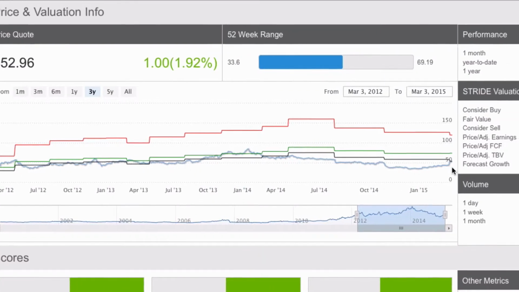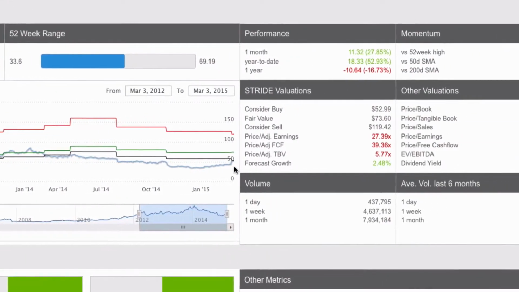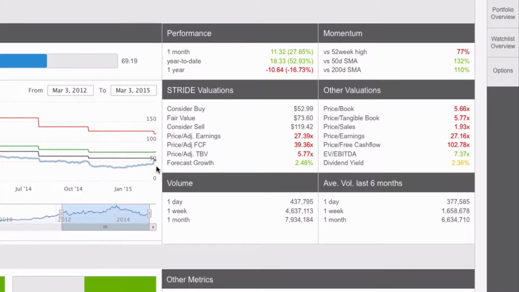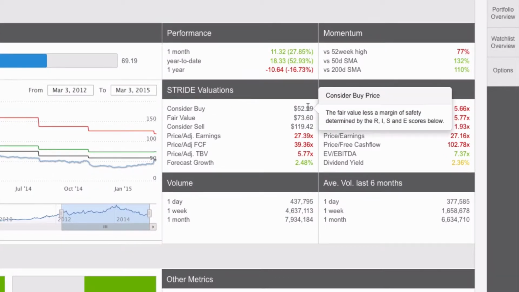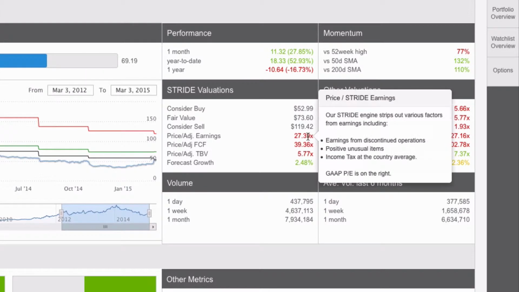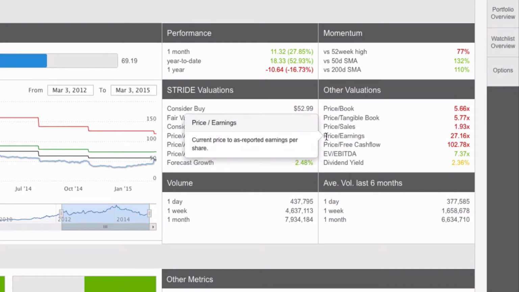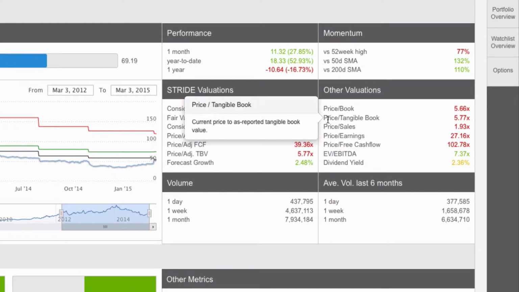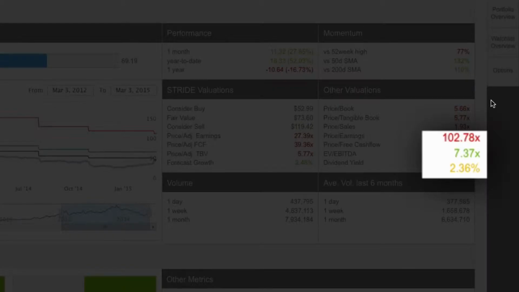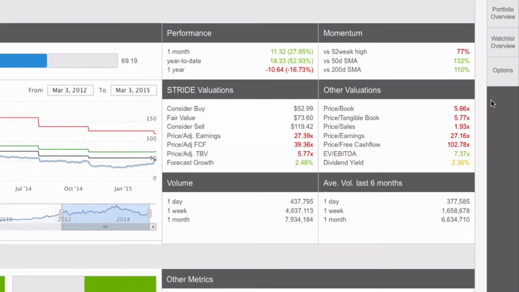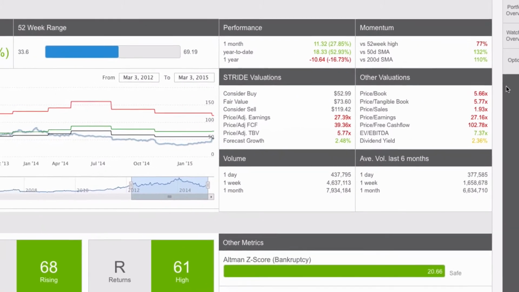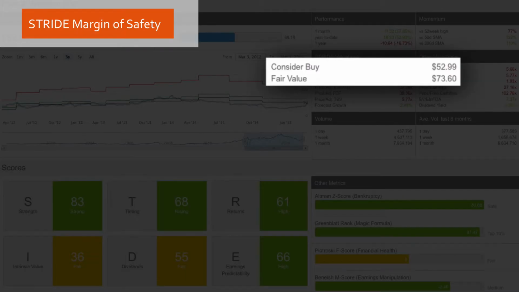The figures to the right of the graph show Stride's valuations beside other standard valuations for reference. Hover above any valuation terms to see how they're calculated. The colours here indicate where these figures fall in terms of preset thresholds, with green being the most desirable, red the least, and amber being fair. The Stride engine is very strict in determining these levels, so even the best Stride targets will usually show some figures in red.